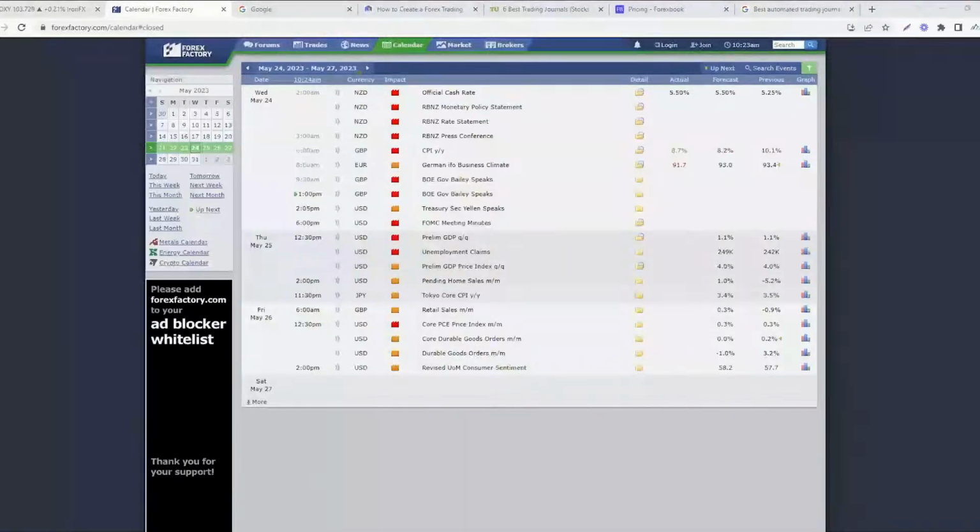Okay, there's a question from Galaxy. Can you explain again the setup on the calendar? Yeah, of course, for sure. Let me just rewind it again.